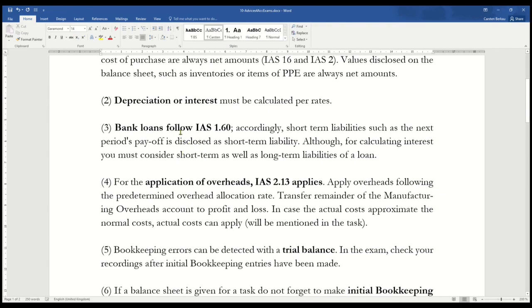Bank loans will contain short-term and long-term liabilities. Following the disclosure of a bank loan along International Accounting Standard 1, you will find on the balance sheet the long-term portion as the interest-bearing liabilities, whereas the short-term liabilities will be disclosed as accounts payables. Make sure that you consider both components to calculate the interest.